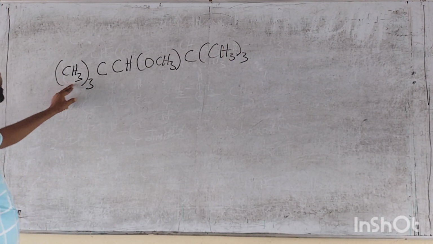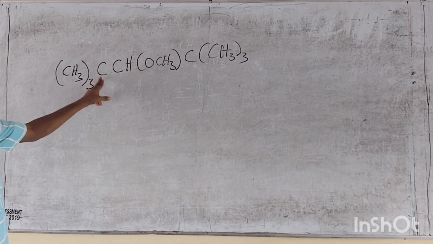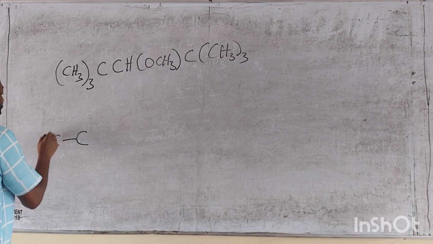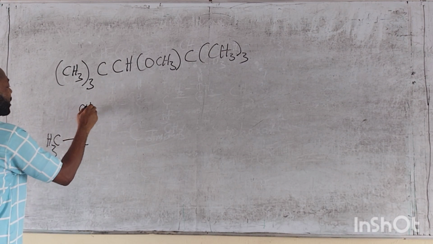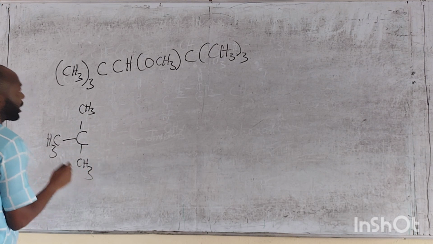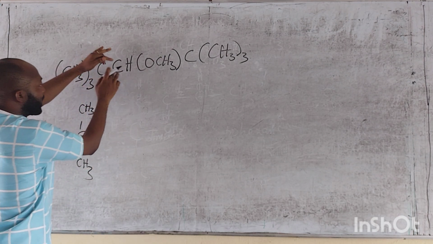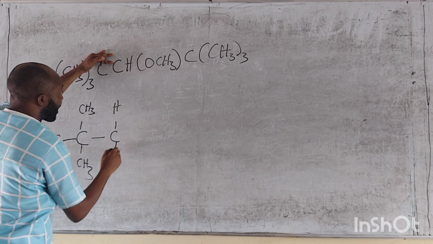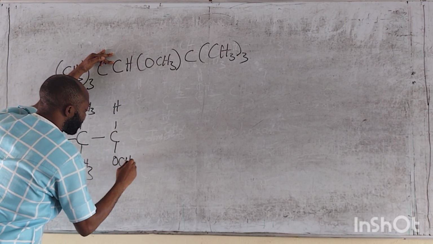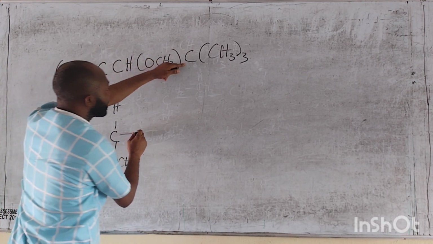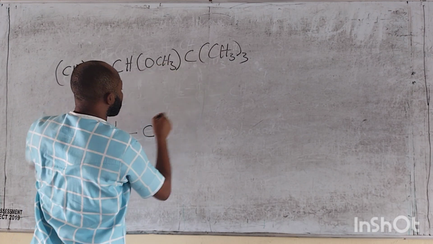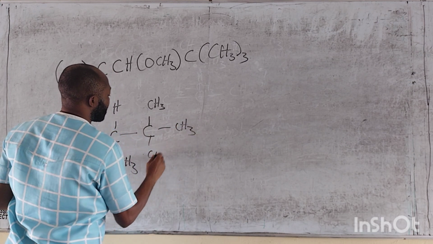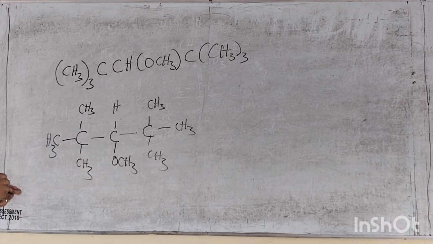Now, this is a 3-methyl group that should be attached to this carbon. So I have this carbon here, this one. The 3-methyl group, CH3, CH3, CH3. That's settled. With this guy is over. Now this one here, I have my C. I have hydrogen and a methoxy group attached to it, OCH3. I extend. This carbon here, I have 3 methyl groups: CH3, CH3, CH3.